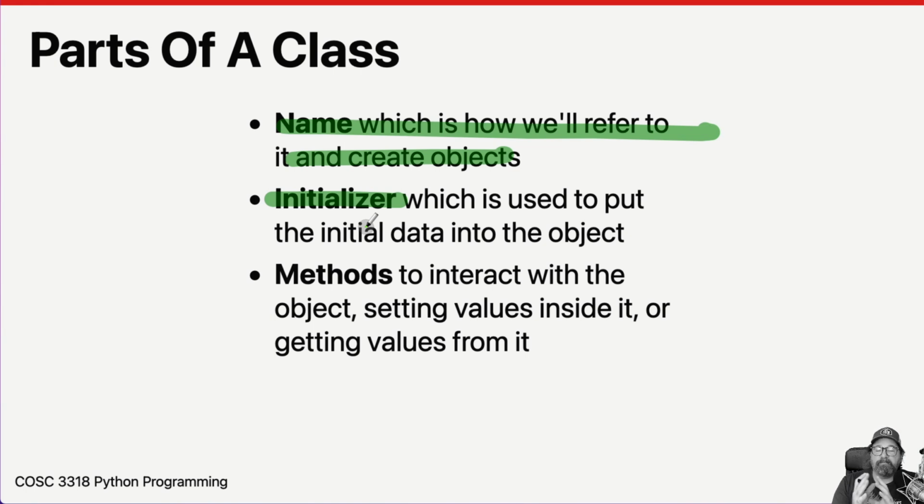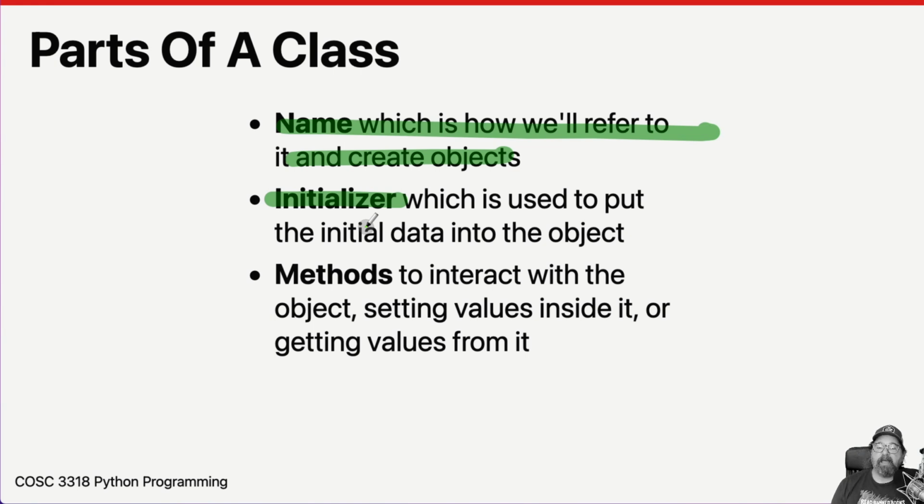So, for example, if I have a person object, I could say that I absolutely need their name to be able to create a person object. So I can't create a person object without a name. And so that's what we use the initializer for, to say, here is the data I need, please provide it to me.